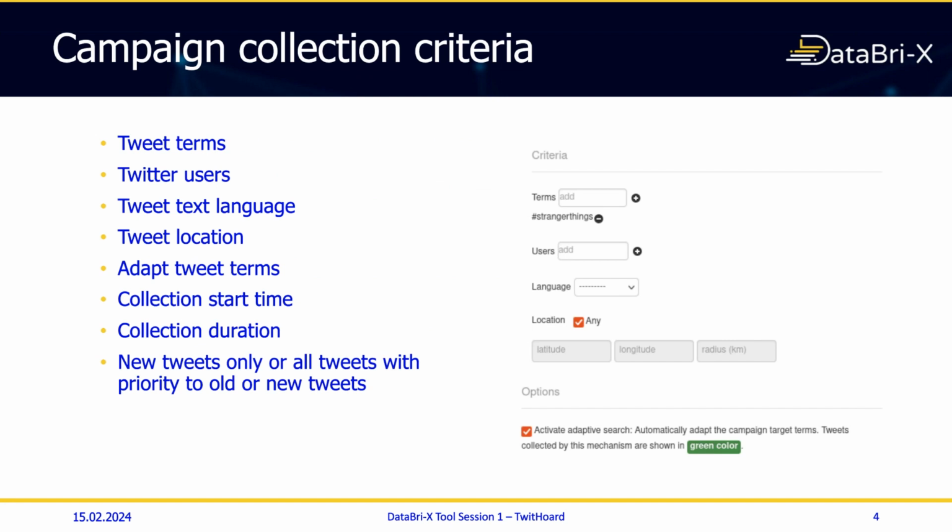The user can specify when the collection procedure starts and how long it lasts. And since the collection can go to the past up to a limited time that Twitter provides, the user can specify whether only new tweets or old and new tweets need to be collected. And the priority, whether new tweets are collected first, and then the old ones, or the priority goes to the old ones.